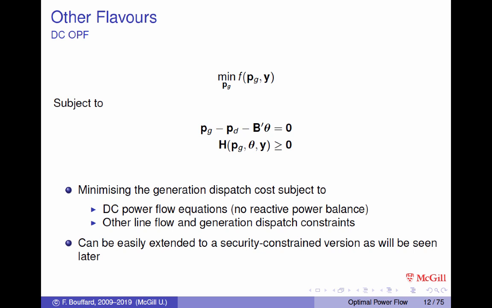And obviously you can also extend this to the security constrained version, which we will do later on. But the bottom line here is that very often you will solve a DC OPF first as a first approximation, and you might want to iterate around an initial guess for the solution found from the DC OPF to solve the full AC OPF.